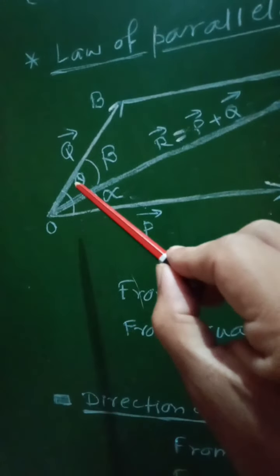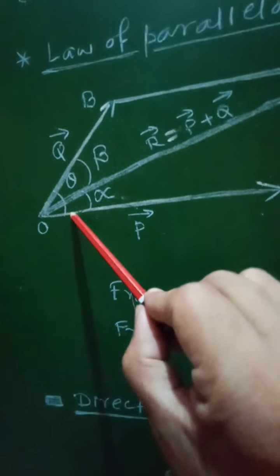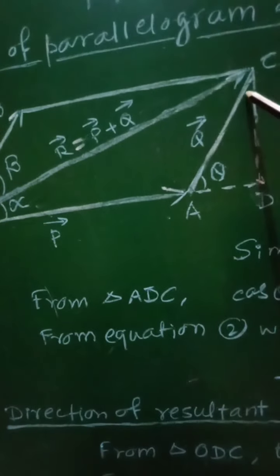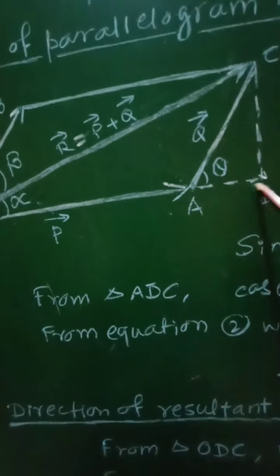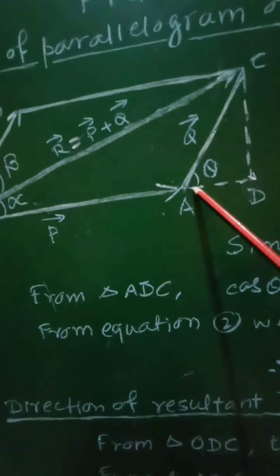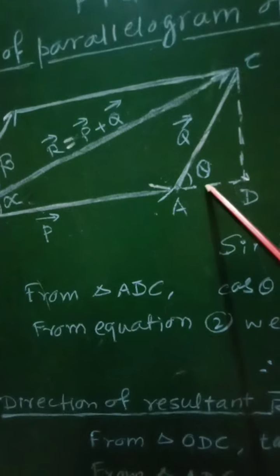Therefore, as the angle between vector P and Q is theta, and as it is a parallelogram, this side will be parallel to P and this side will be parallel to Q, and therefore this angle will again be theta.